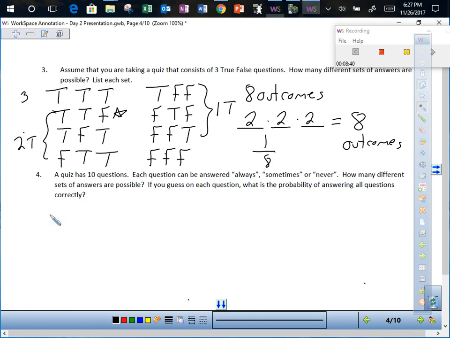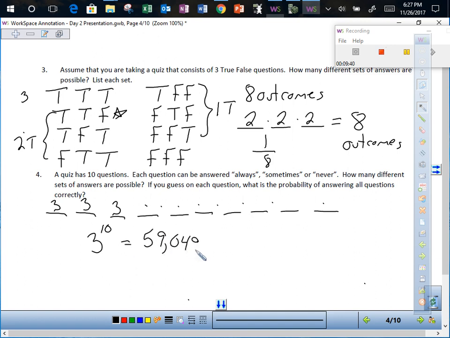Technically, I've got 10 blanks. 1, 2, 3, 4, 5, 6, 7, 8, 9, 10. For question number 1, I have 3 choices. For question number 2, I have 3 choices. 3 choices for number 3, you kind of get where I'm going with that. Notice that I'm going to have 3 choices 10 times. So if I take 3 to the 10th power, that means there's 59,049 different sets of answers.